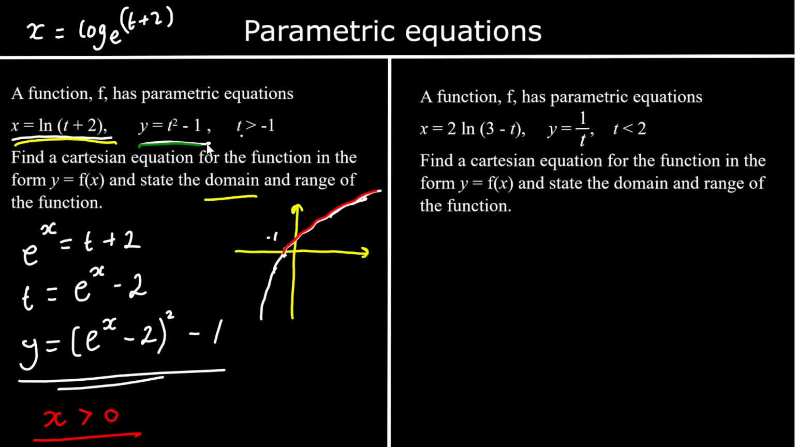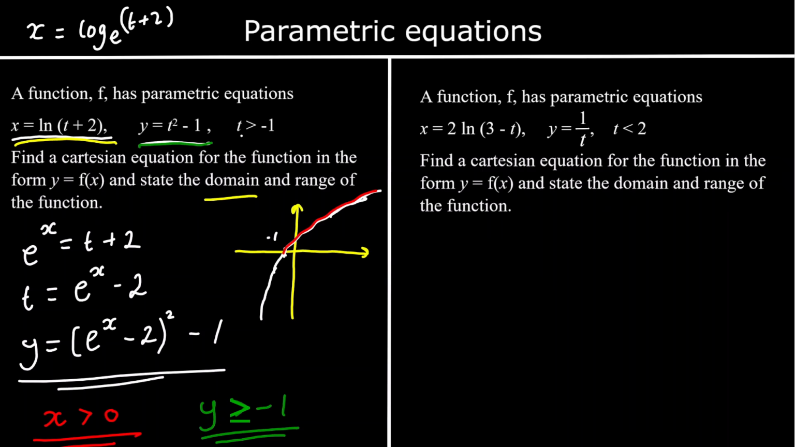For our range, y equals t squared take away 1. The smallest thing we can get out would be when t is 0, which will be 0 squared minus 1, which is negative 1. And we can have anything bigger because as we increase t, we're going to keep getting a bigger and bigger answer. So it can be anything bigger than negative 1. So that's our domain and range. One for you to try. Give it a go.